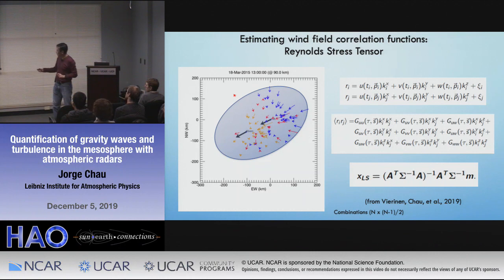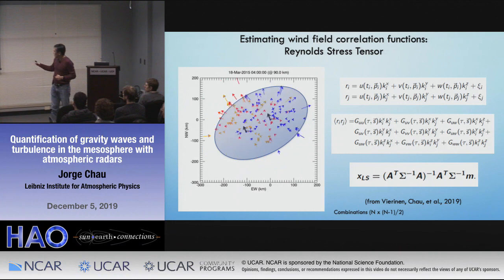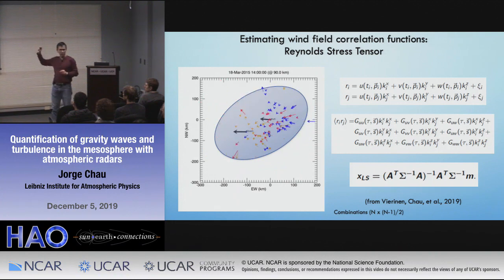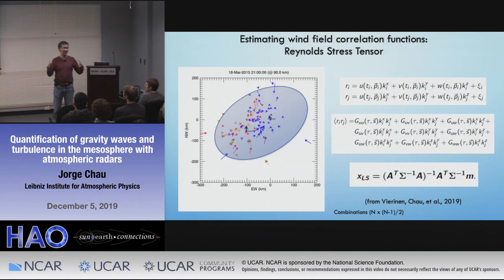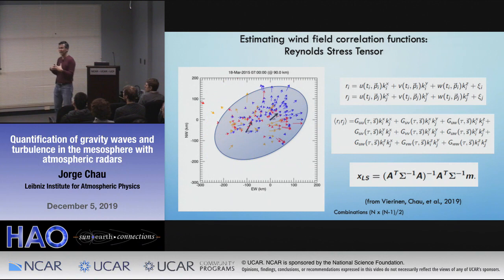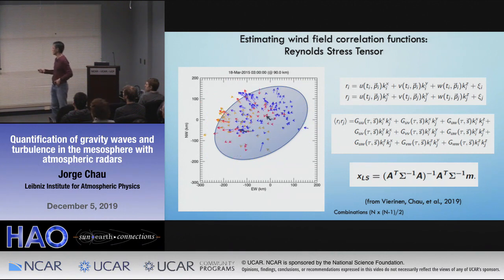Here is an example, and every frame is every 30 minutes. Every arrow is a detection. Different colors are different geometries, different points of view. What we are doing is combining each of them with itself and the others. So if we have 1,000 detections, we are going to have 1,000 by 1,000 combinations. So we increase the amount of information that we can obtain from the observation.